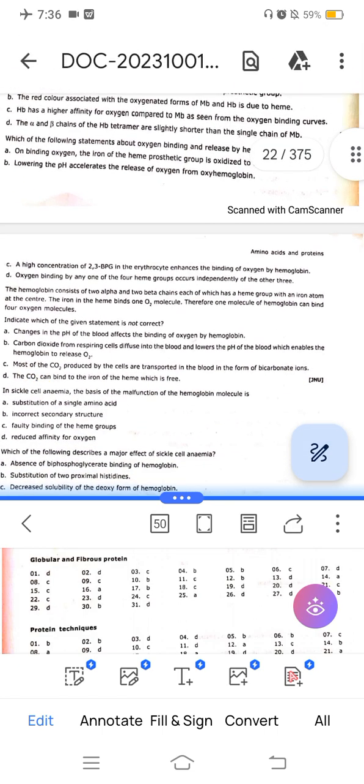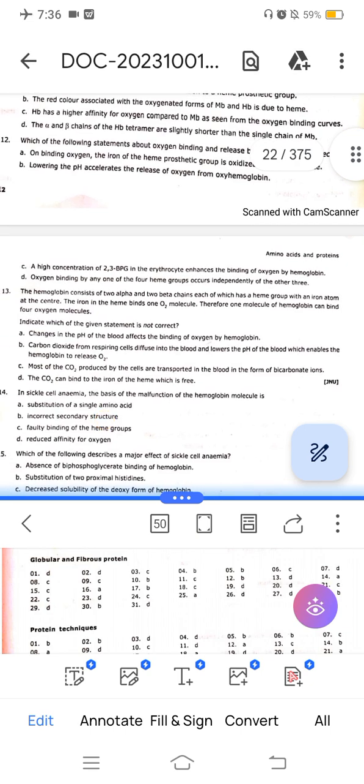Then the hemoglobin consists of 2 alpha and 2 beta chains, each of which has a heme group with an iron atom at the center. The iron in the heme binds one O2 molecule. Therefore, one molecule of hemoglobin can bind 4 oxygen molecules. Indicate which one of the following statements is not correct.